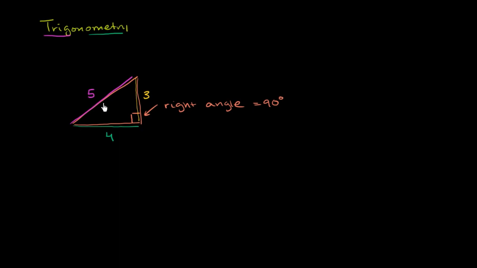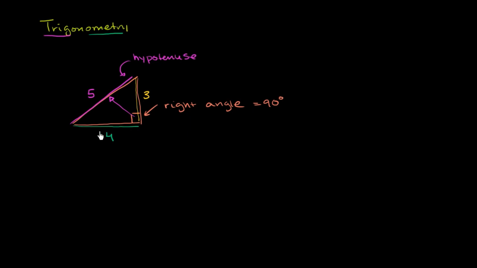You only have a hypotenuse when you have a right triangle. It is the side opposite the right angle, and it is the longest side of a right triangle. So that right there is the hypotenuse. You probably learned that already from geometry.